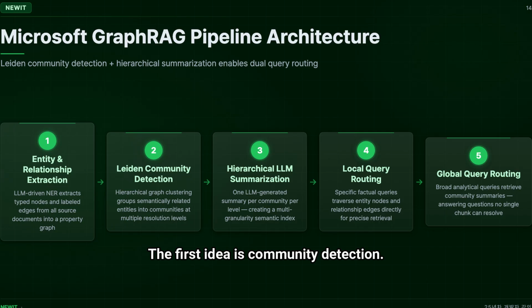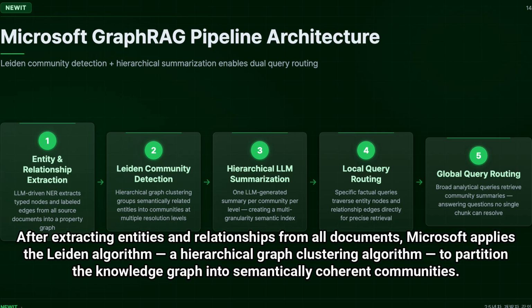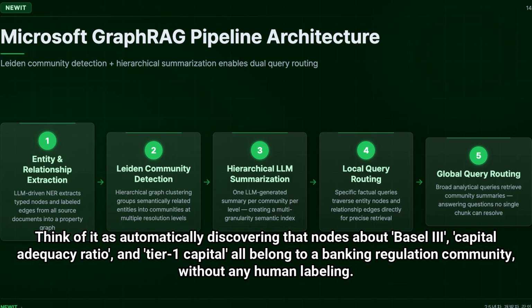The first idea is community detection. After extracting entities and relationships from all documents, Microsoft applies the Leiden algorithm, a hierarchical graph clustering algorithm, to partition the knowledge graph into semantically coherent communities. Think of it as automatically discovering that nodes about Basel III, capital adequacy ratio, and Tier 1 capital all belong to a banking regulation community without any human labeling.